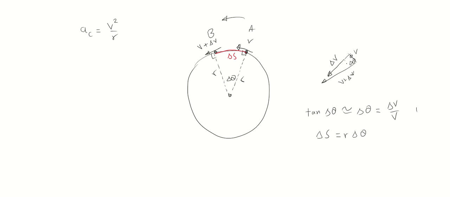So we have two formulas here. Both contain delta theta. If we replace delta theta in one formula by delta s over R, and in the other delta theta by delta v over v, we can obtain something like that.